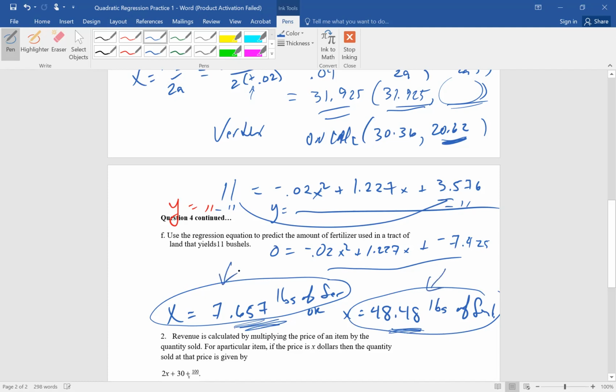But 7.657 pounds is probably better to choose because you're not wasting it. And if you're not going to get any more bushels for it, why use more fertilizer if you don't have to? So those are the kind of questions that are coming up on the midterm and the final. Keep practicing. Great job.